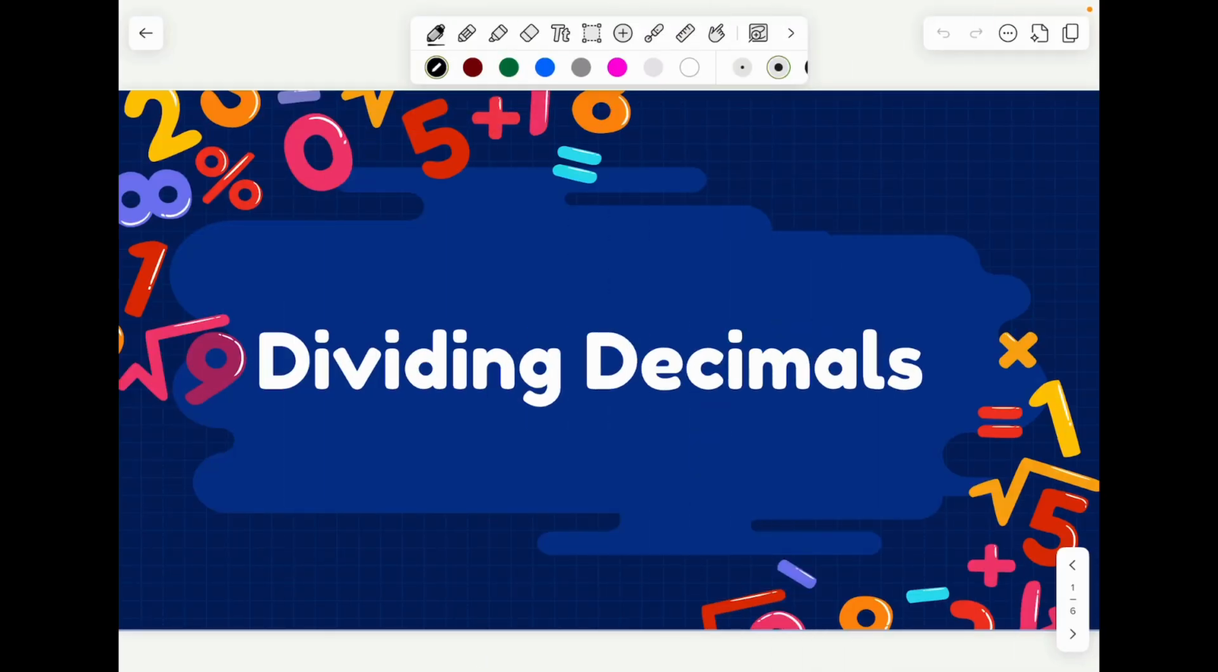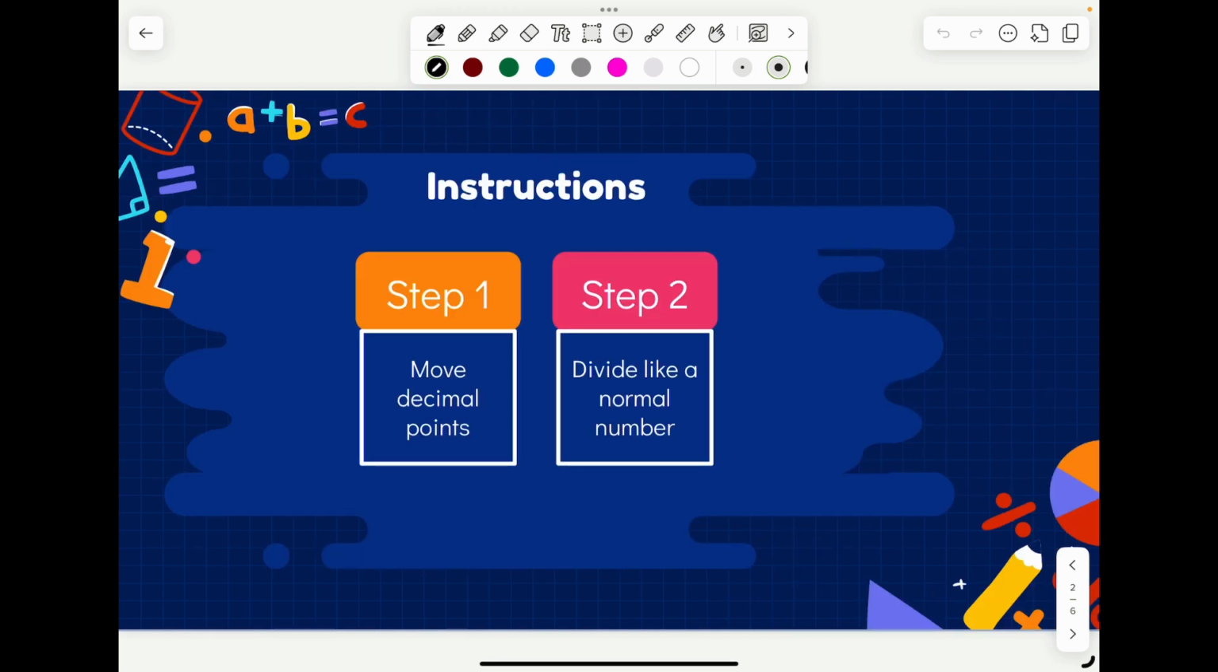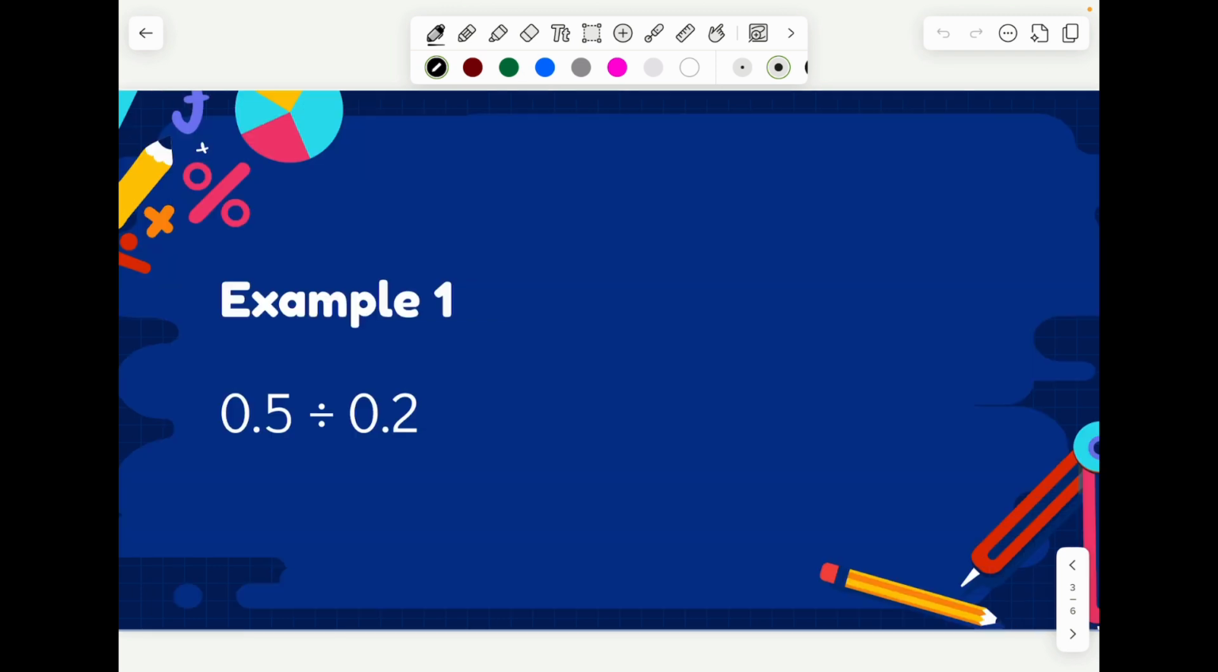Today we're going to be learning how to divide decimals. So there's really only two steps to dividing decimals. First, we just have to move decimal points in the numbers, and then we have to divide those numbers as if they didn't have decimals. You'll see what this means in the first practice problem.